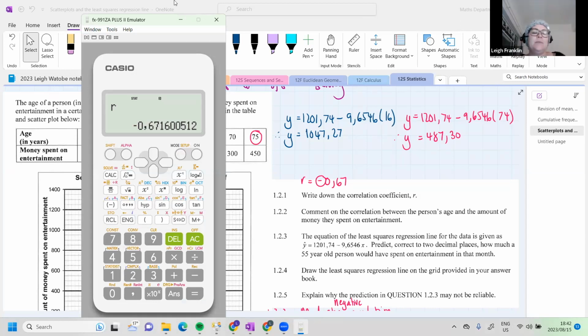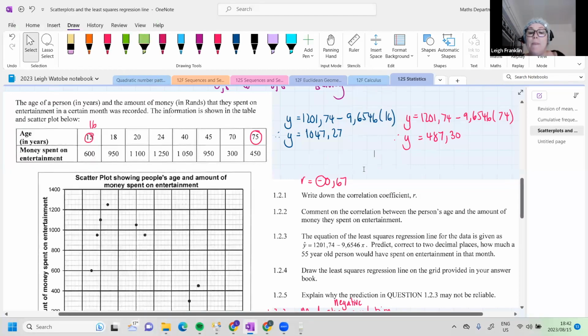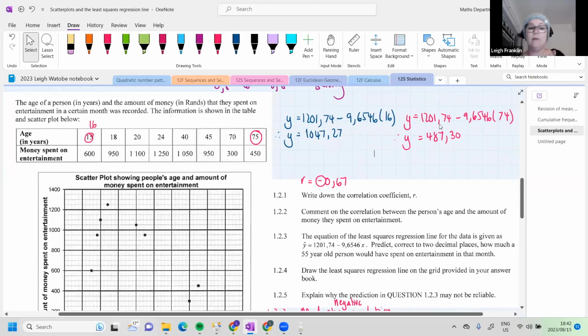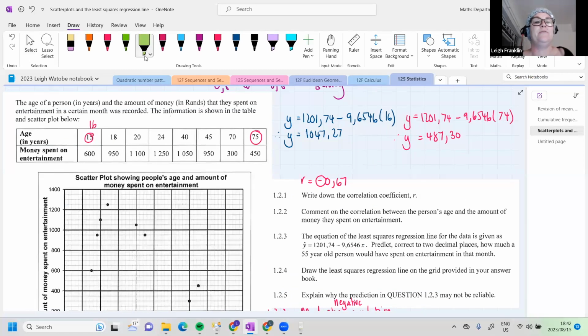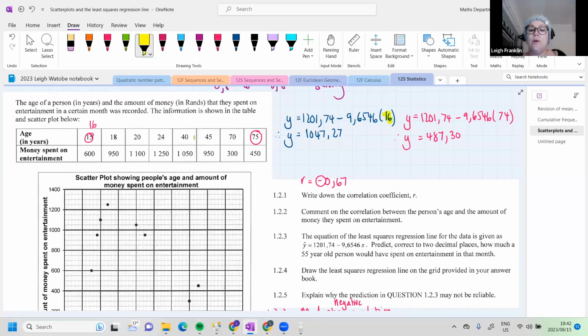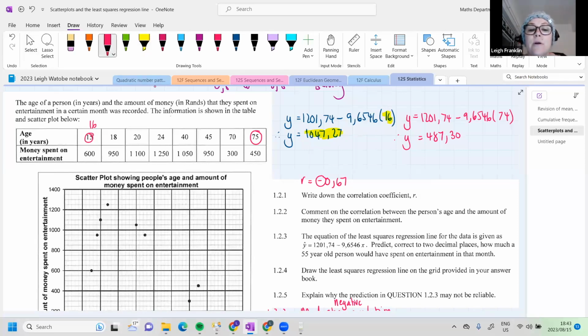Okay, that's where it comes from. All right, so that was 1.2.1. All right, back to question 1.2.4. Okay, so we chose 16 because it's just bigger than 15. And we subbed it into our equation of our least squares regression line, and we've got this value over here. So this is a point that we can draw on the graph. 16 is our x coordinate against 1047,27 is our y coordinate.